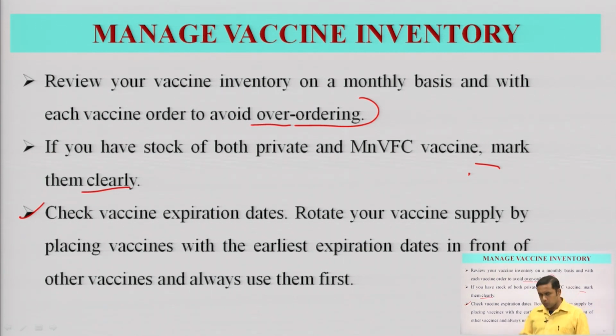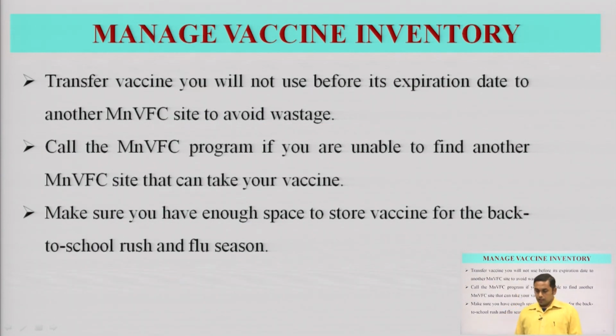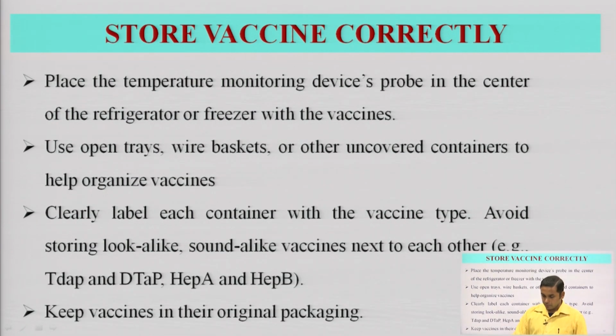Okay. So, you should store the vaccines in such a manner that those vaccines that expire earlier come to the front. Then, transfer the vaccines you will not use before the expiry date to another VFC site to avoid wastage. Then call the VFC program if you are unable to find another VFC site that can take your vaccines, and make sure that you have enough space to store vaccine for the back to school rush and flu season.